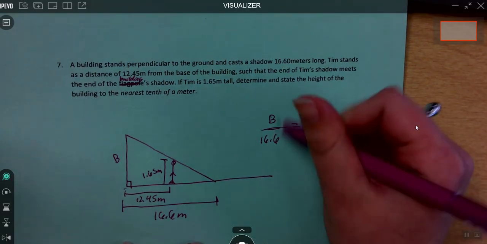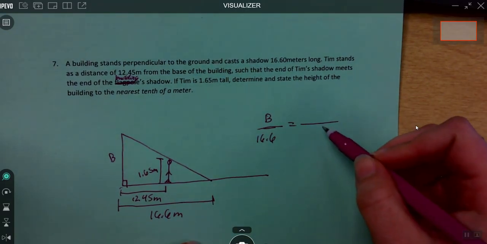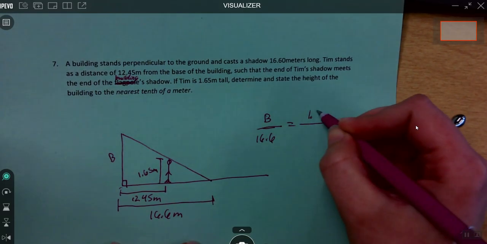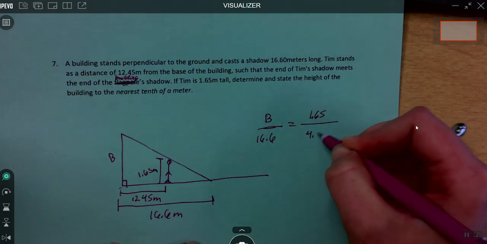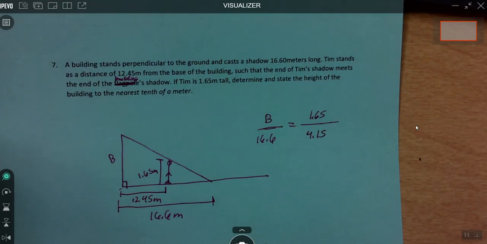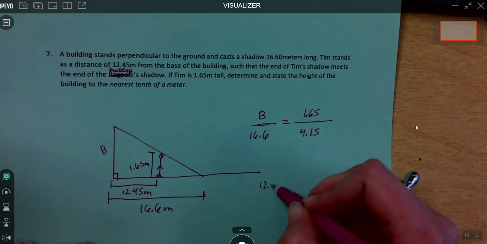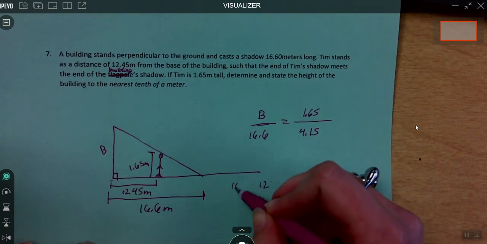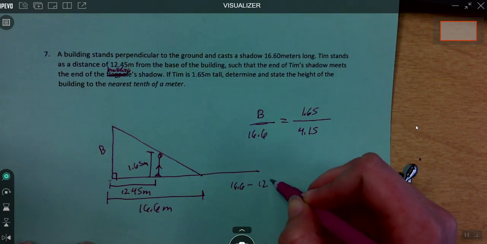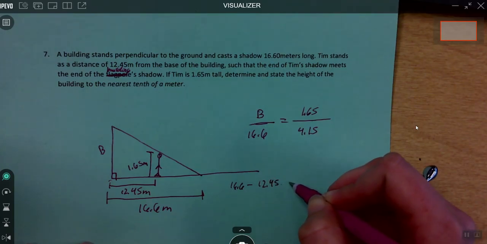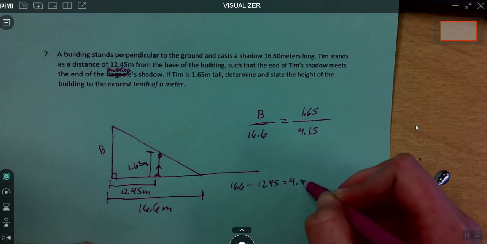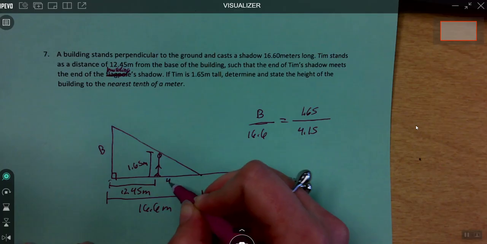Okay, that's the big triangle. What's my small triangle proportion to it? 1.65 over 4.15. Can you explain to me how I got 4.15? I just took the shadow of the building, which is 16.6 feet, subtracted by the distance of the person standing, which is 12.4. That's what we should have gotten for that distance right there.